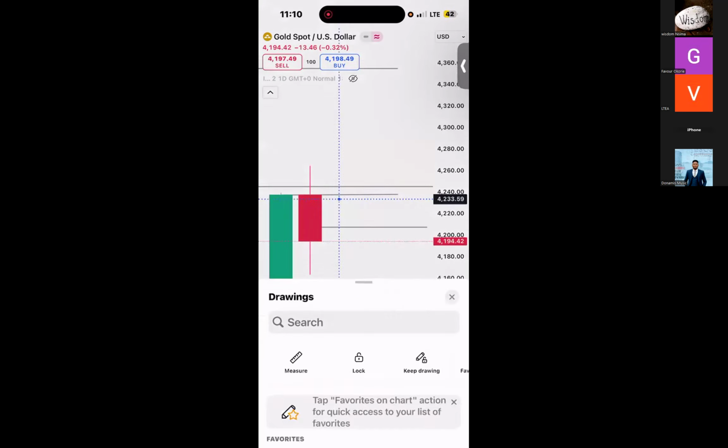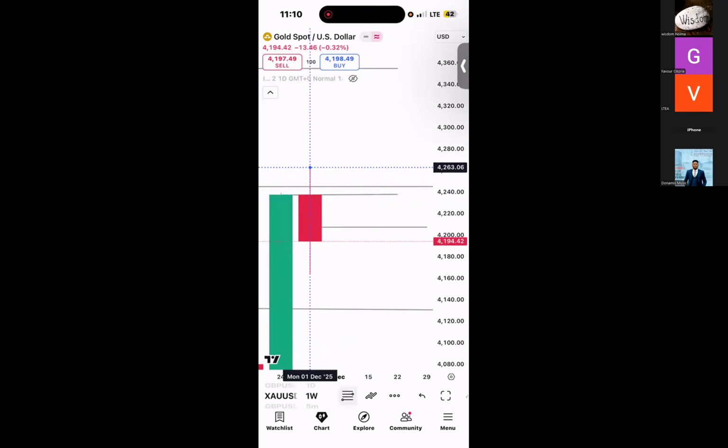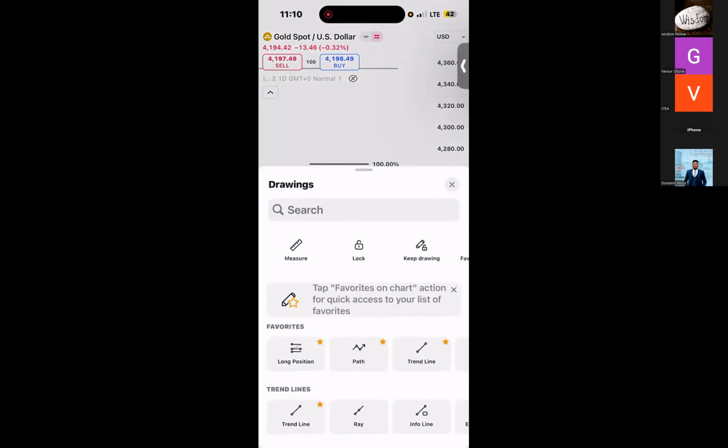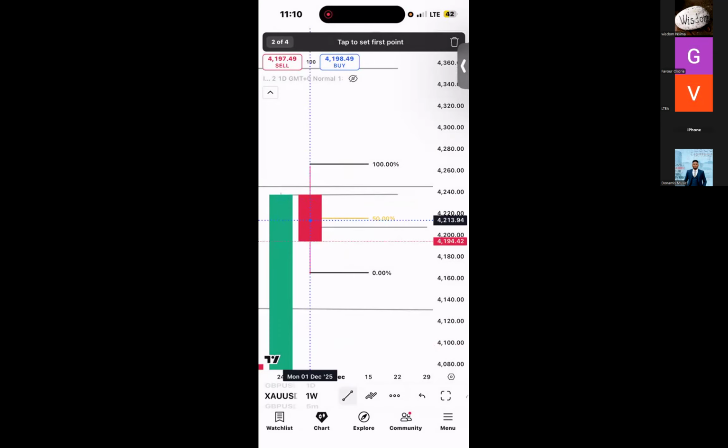Sir, you made mention of something which I'm going to apply now. You said we should flip the 50%. So now I'll put a line on that 50%. Correct. And see how it reacts around that level.